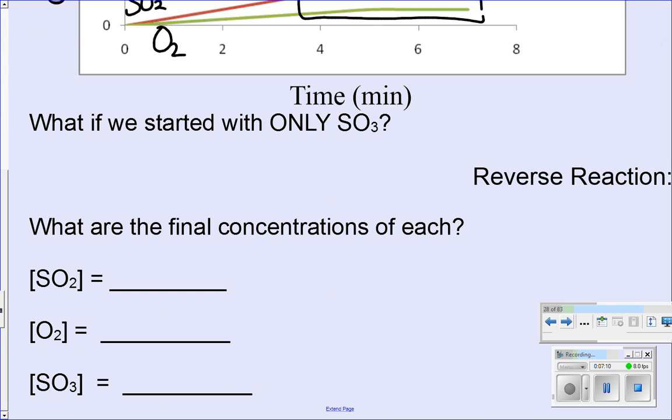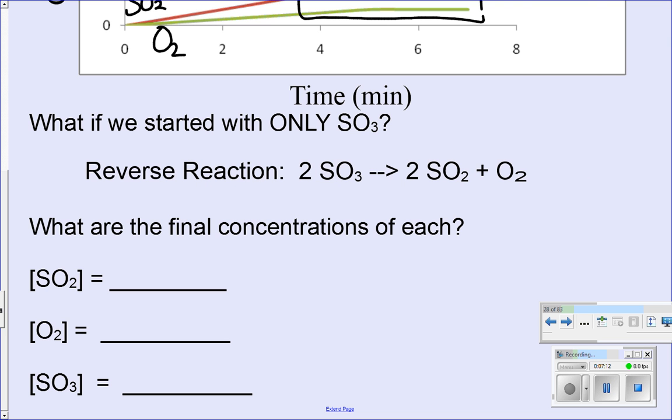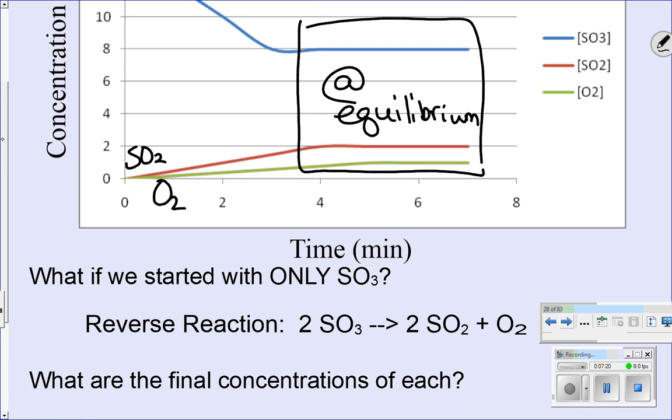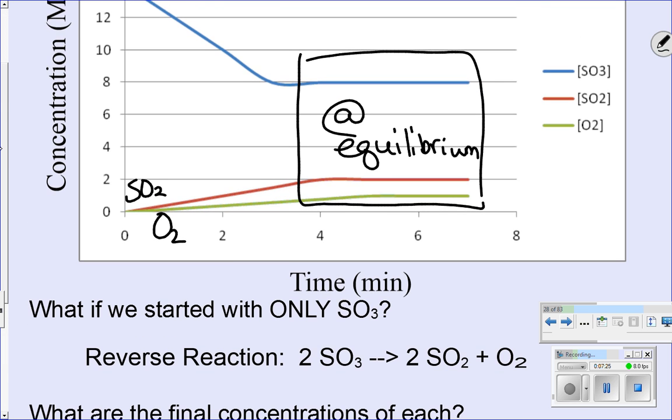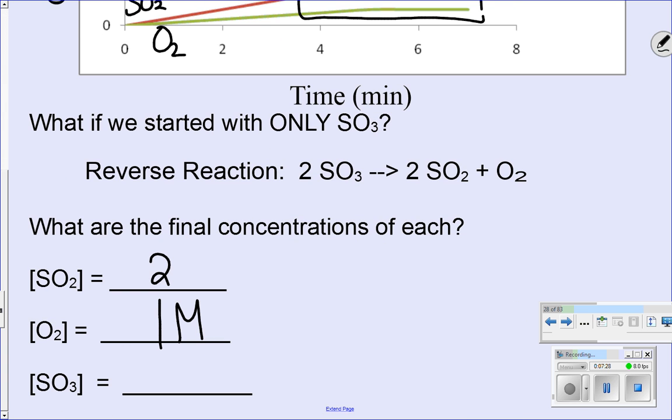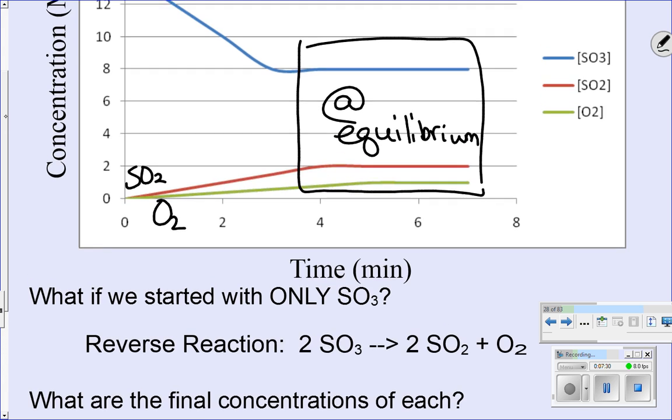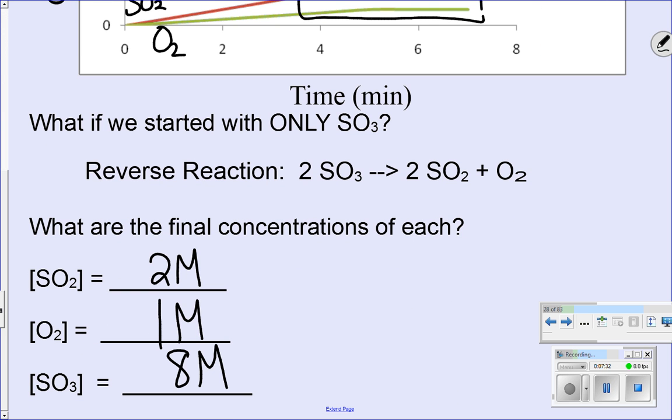So here we really started with our reverse reaction. We started with our SO3, and it broke down into SO2 and O2. What we will notice from this graph is our concentration of O2 still ends up at 1 molar, our concentration of SO2 still ends up at 2 molar, and our concentration of SO3 still ends up at 8 molar. So in this particular system, those concentrations ended up in the same place no matter which way we started. What's important is that once we reached equilibrium, concentrations are constant.